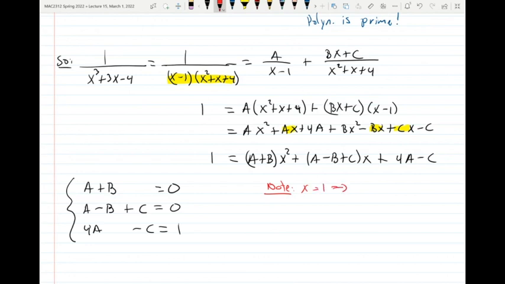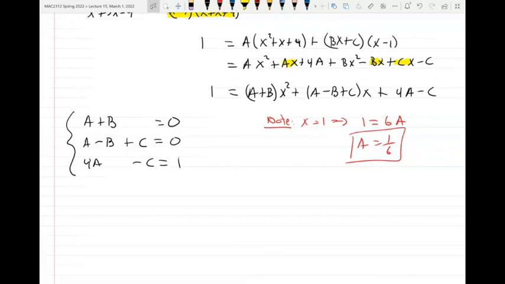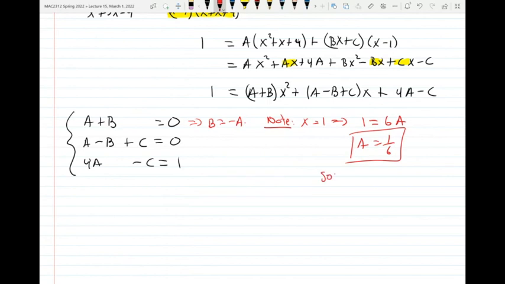So note, x is equal to 1, then we get the equation 1 equals 6a, so a is 1 over 6. It's out of the way. So that means immediately now we get b, right? Because notice that this tells me that b is negative a. So b is negative 1 over 6.